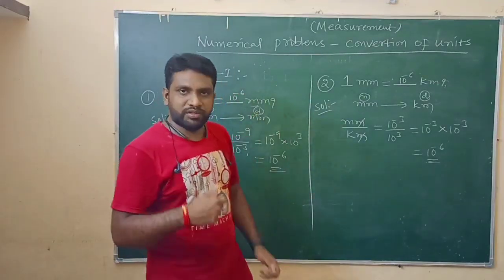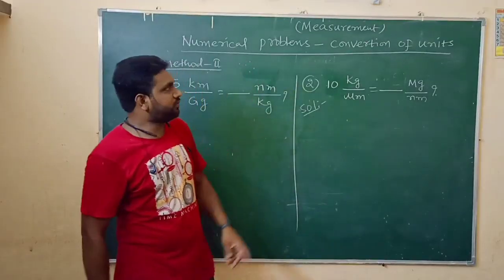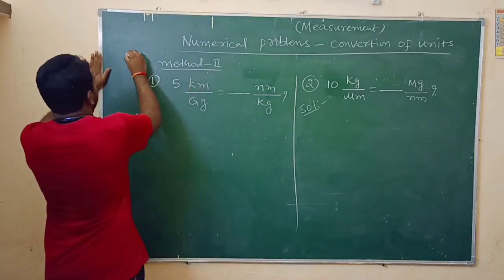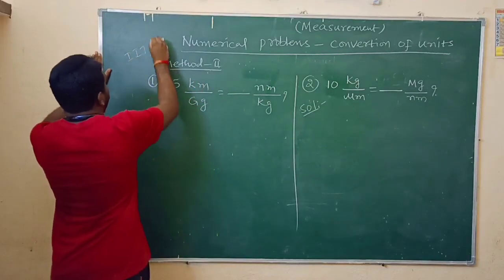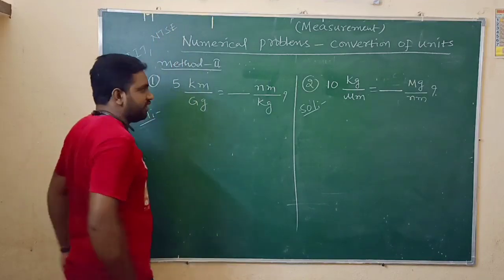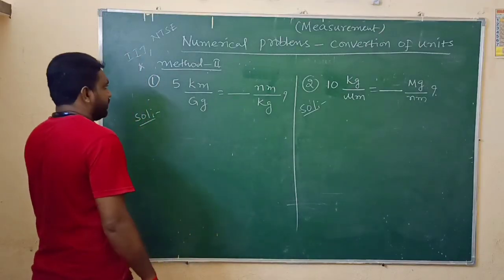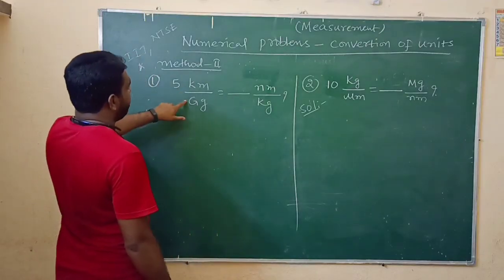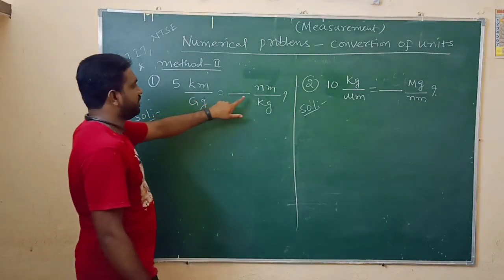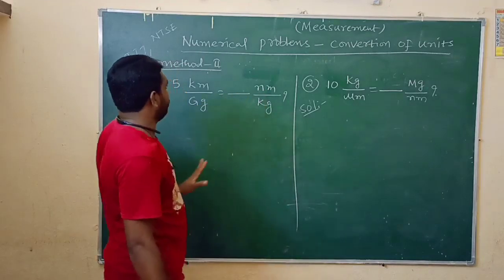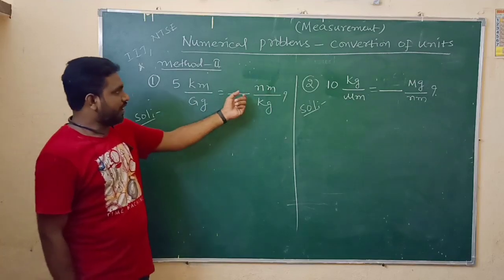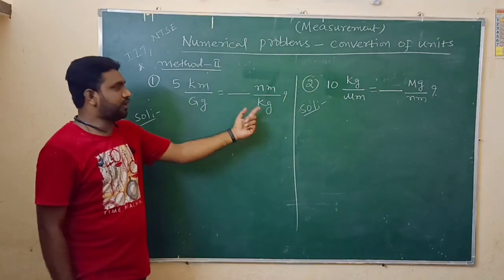Okay, so let's see method 2 here. See the second method regarding conversion of units. This is a very important method for the IIT exam and NTSE. You should remember, most important. Try to concentrate here. So 5 kilometer by gigagram equals how many nanometer by kilogram? We need to find this.